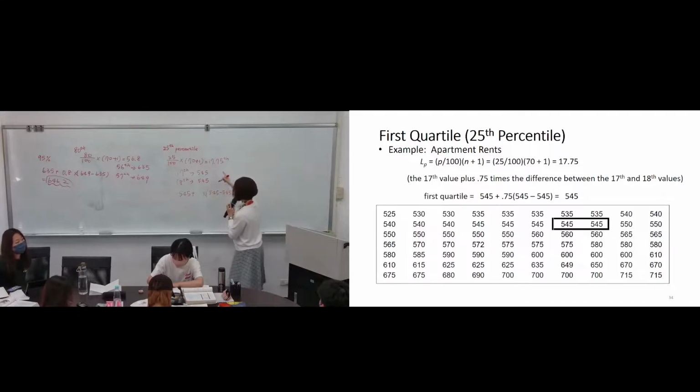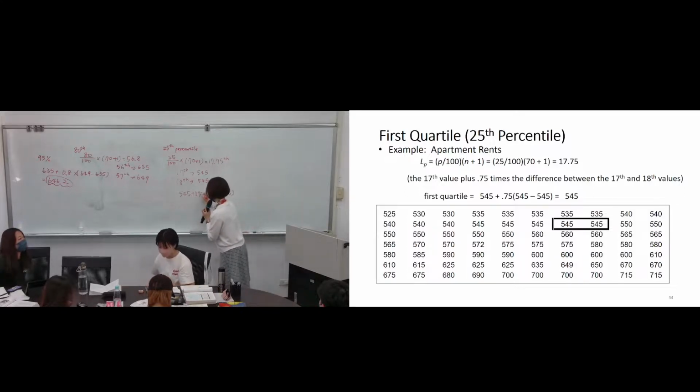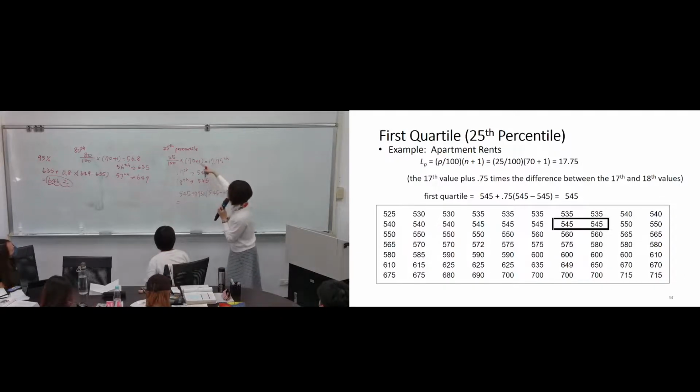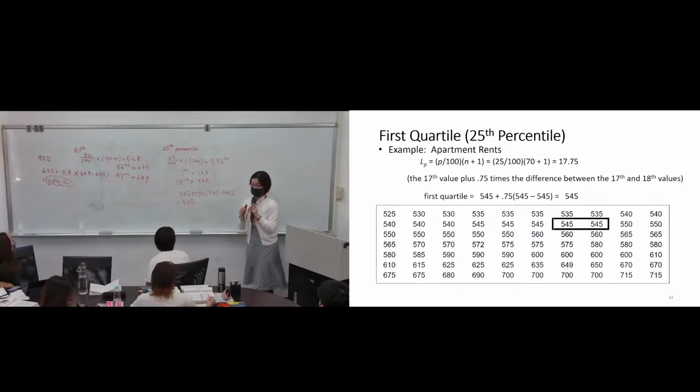Multiply it by 0.75. Because these two values are the same, the difference is 0. 0 multiplied by the value is still 0. So the 25th percentile is 545. Questions? Okay, now let's see 50th.